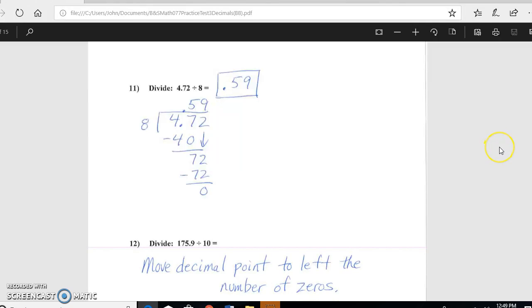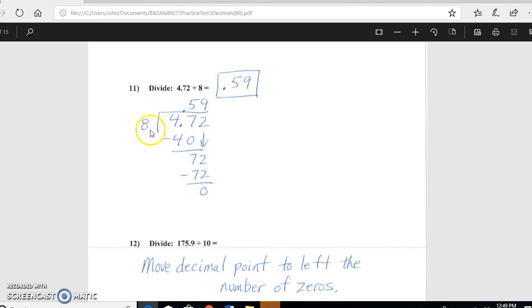This is the practice test for decimals. Here we're working on problems 11 and 12. Problem 11, we're asked to divide 4.72 divided by 8. Now we want to set up the division in this way here, in which the 4.72 is underneath the quotient bar, and the 8, which is our divisor, is out here.